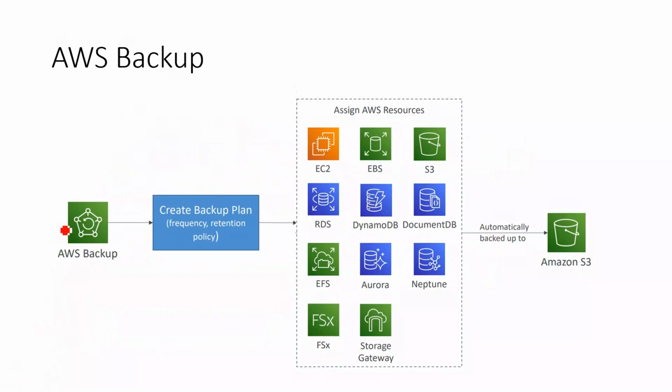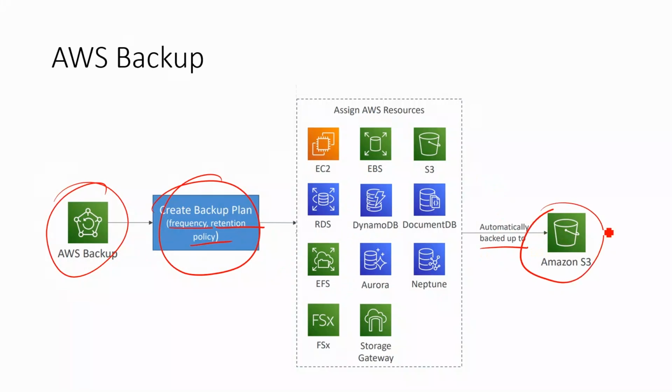Right? So you see, you have the AWS Backup service, and then you create a backup plan: what is the frequency of the backups, how many days you want to retain your backups, and the policy. And then you assign the AWS services to that particular policy, and it is automatically backed up to Amazon S3. And you can see a lot of services are there that we just discussed. I hope that makes sense. Correct? Great.